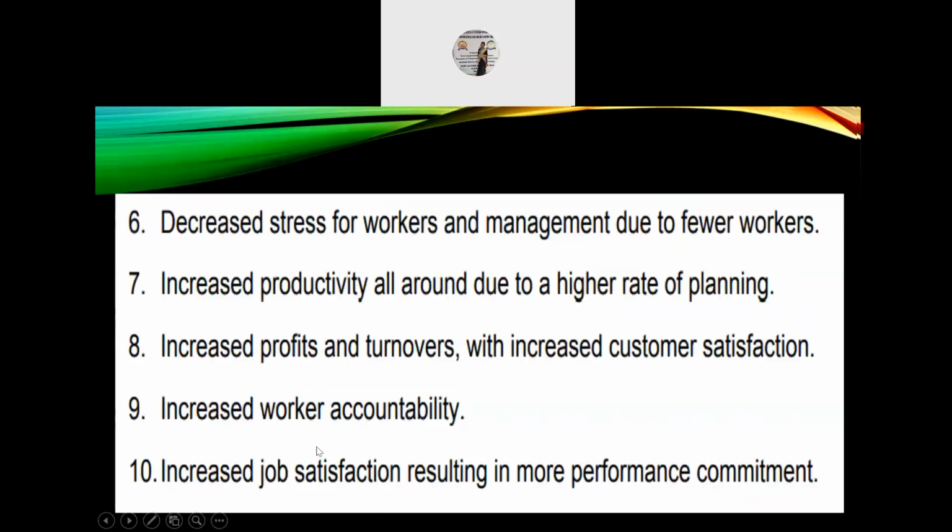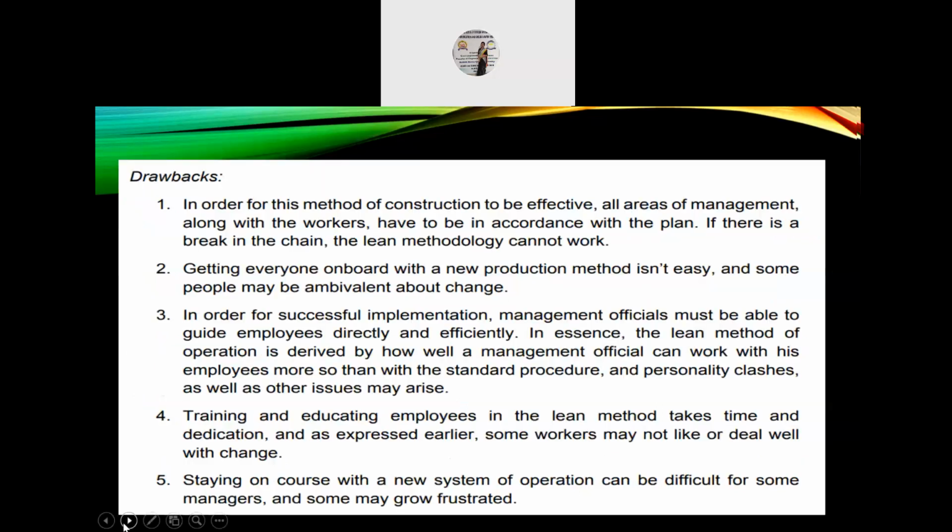Number six, stress. Decreased stress for workers and management due to fewer workers, increased productivity all around due to a higher rate of planning, increased profits and turnovers with increased customer satisfaction, increased work accountability, and increased job satisfaction resulting in more performance commitment.